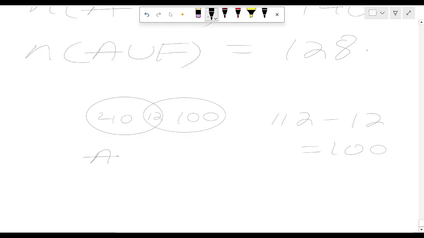I'll call this Arabic, I'll call this French, and then I'll create a rectangle to showcase what? To showcase the universal set. So this is my final answer.